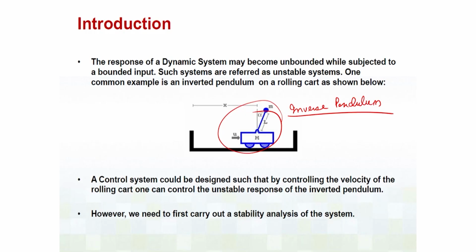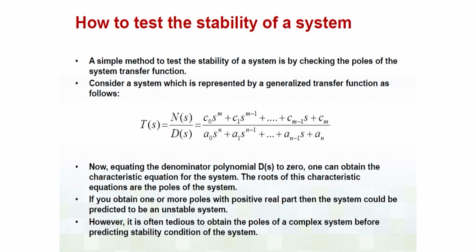If you remember, in our childhood, we used to vary our finger position in order to keep this steady. So, this is the stability of an unstable system, which is inherently always trying to fall down. That is what an unstable system is. Now, how to test the stability of a system? Let us say you have a transfer function. How to check whether this is going to be a stable system or not?